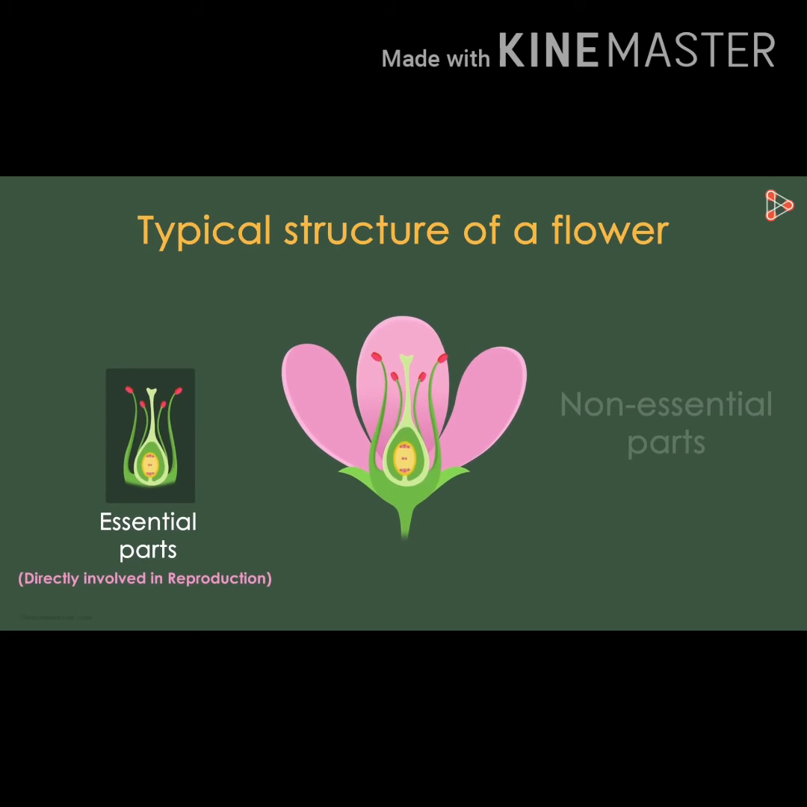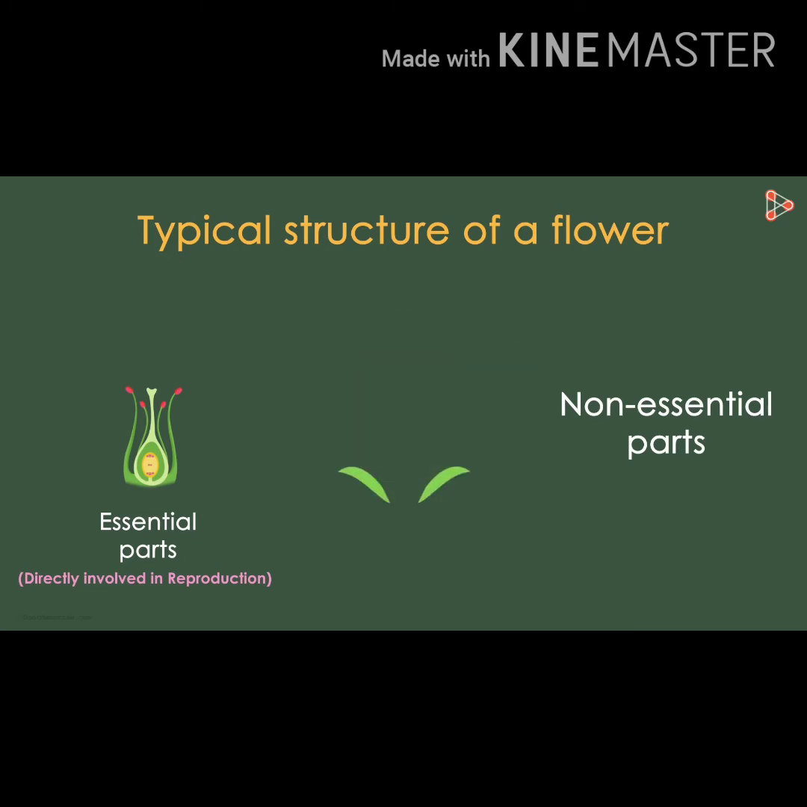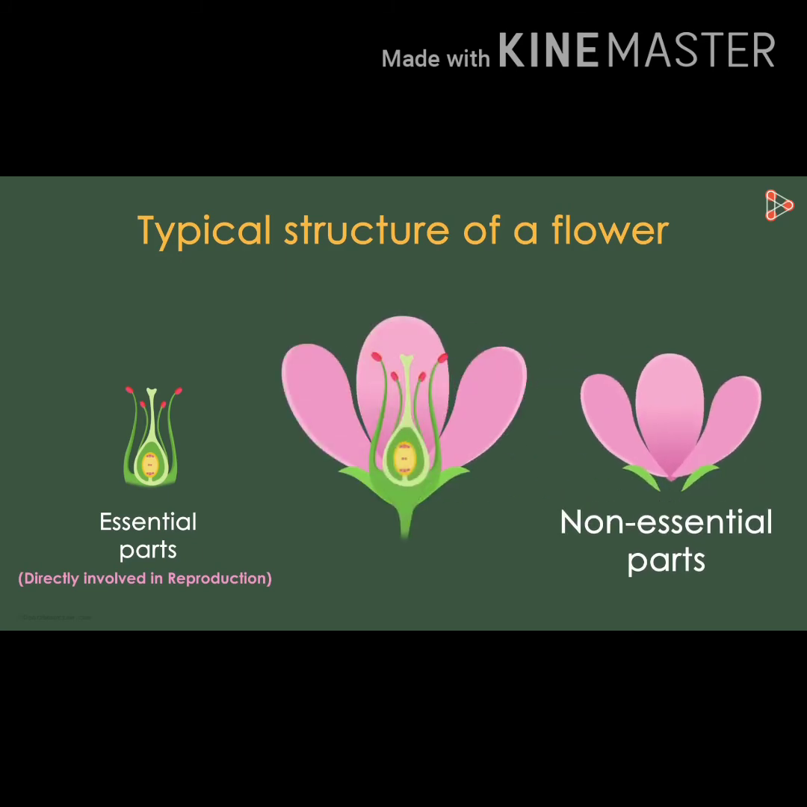Then what are non-essential parts? Non-essential parts do not have a direct role in sexual reproduction. They are calyx and corolla. These two come under the non-essential part. As these parts are not directly involved in reproduction, they are called non-essential parts.